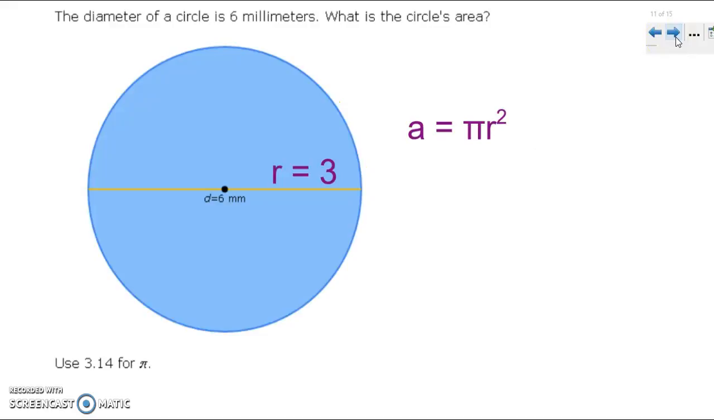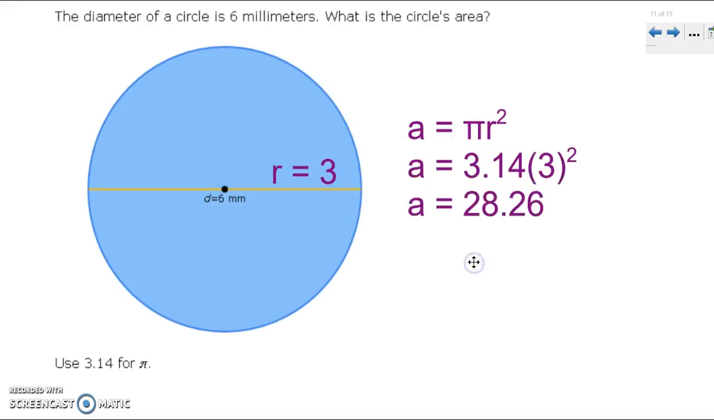Now here they're telling us the diameter is 6, and they're asking us to find the area for the circle. Similar question from last time, they're giving you the diameter, which is going all the way across, which means the radius is 3. So I'll use the same formula, same calculations, and I will get 28.26.